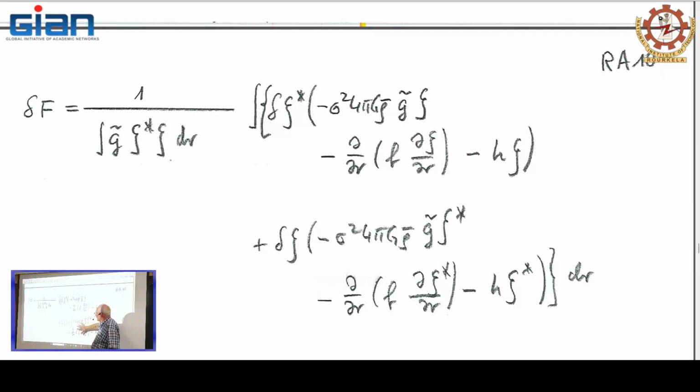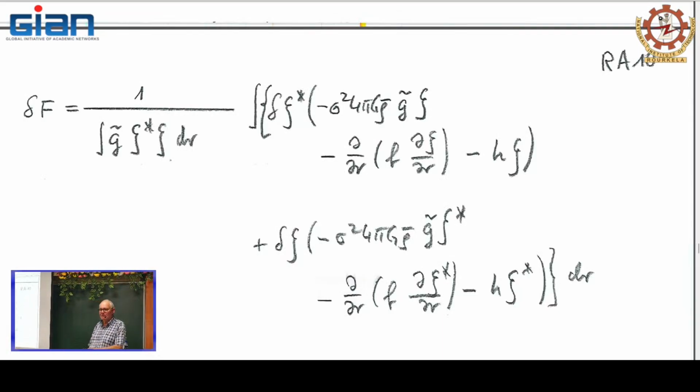So what we have here is some function and its complex conjugate. So the second terms are simply the complex conjugates of the first ones. These are the complex conjugate of this. This is complex conjugate of that. This is complex conjugate of that, and this complex conjugate of that. The sum of a complex quantity and its complex conjugate. What do we get from that?